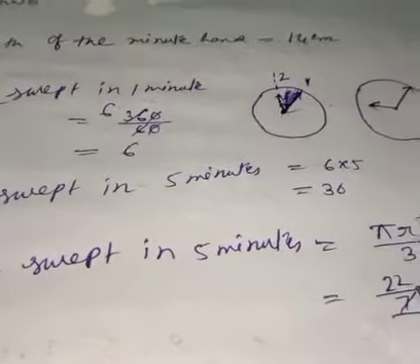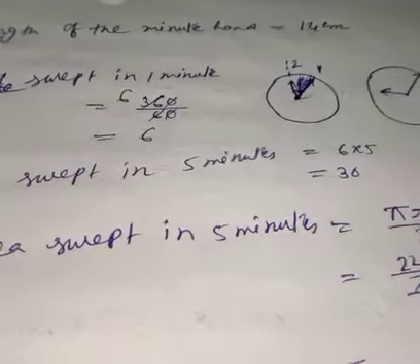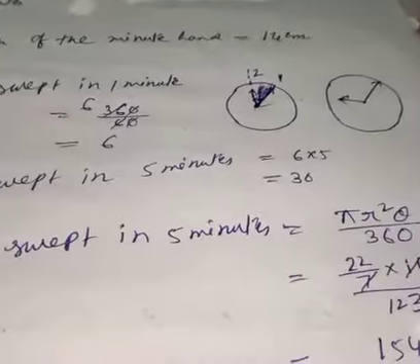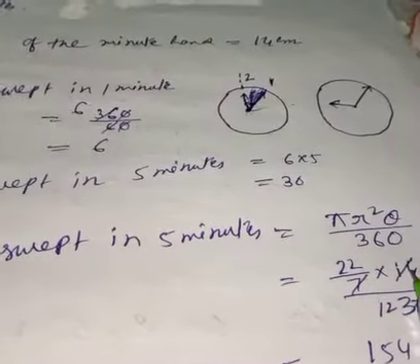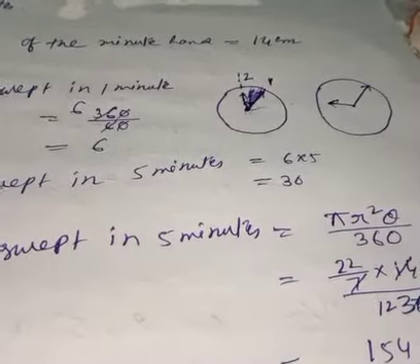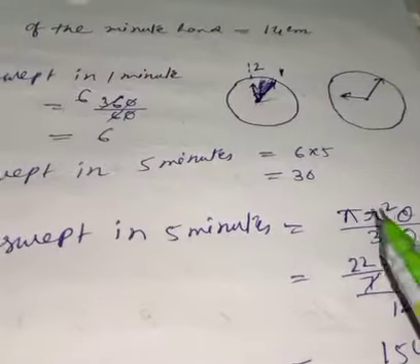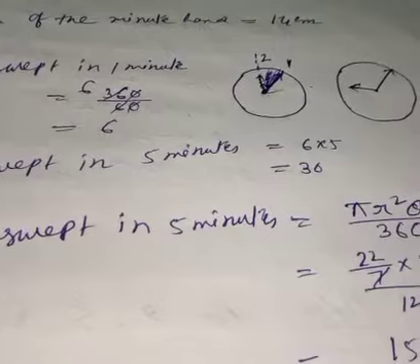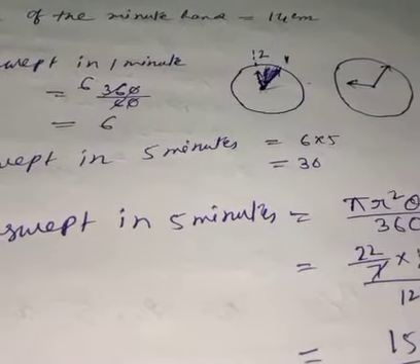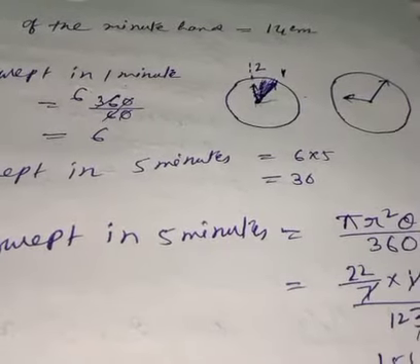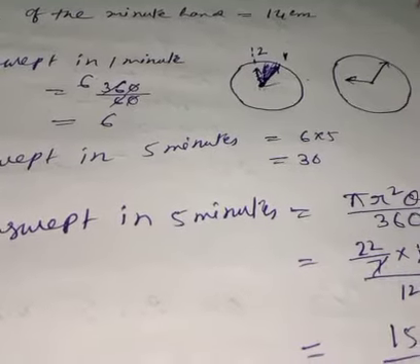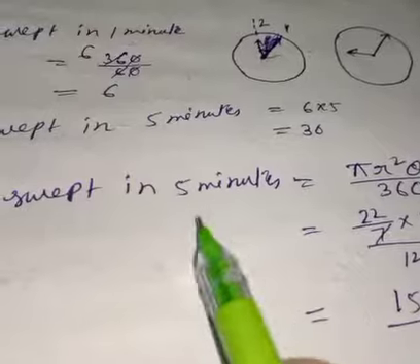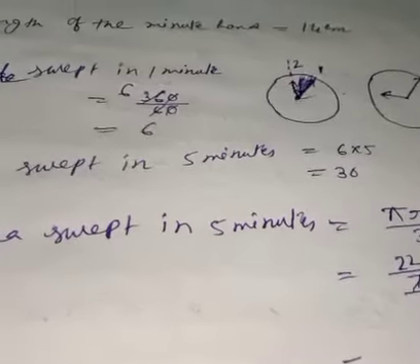Pi is 22/7, r is 14 square, where r means radius, the length of the minute hand, 14 centimeter. So you can write 14 into 14, because the radius is 14 centimeter, r square, so 14 into 14, 30 by 360, the zeros cancel, 3 12s are 36. Here 7 to the 14. If you calculate or simplify, you will get 154 by 3 centimeter square. This is the area swept in 5 minutes. Clear?